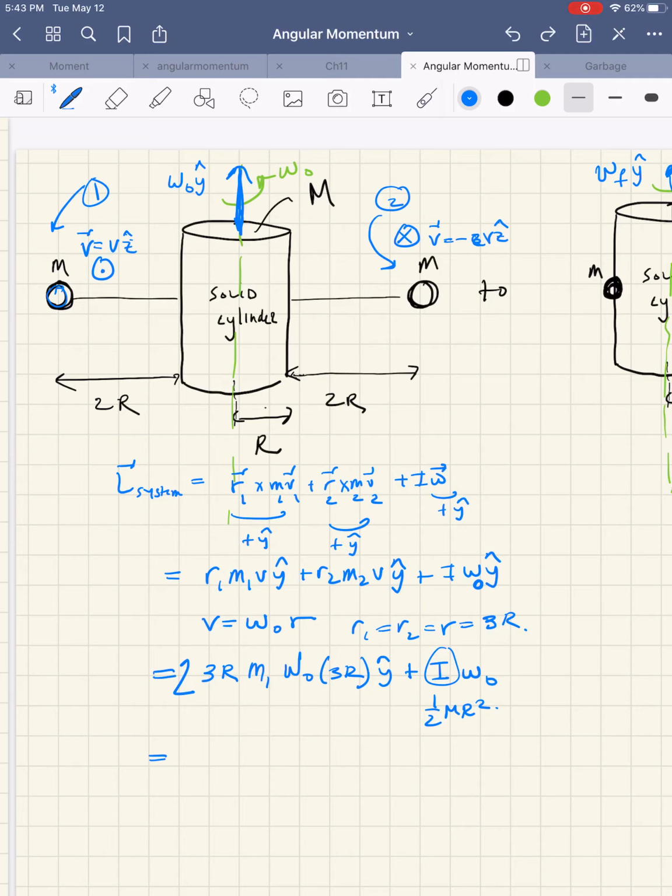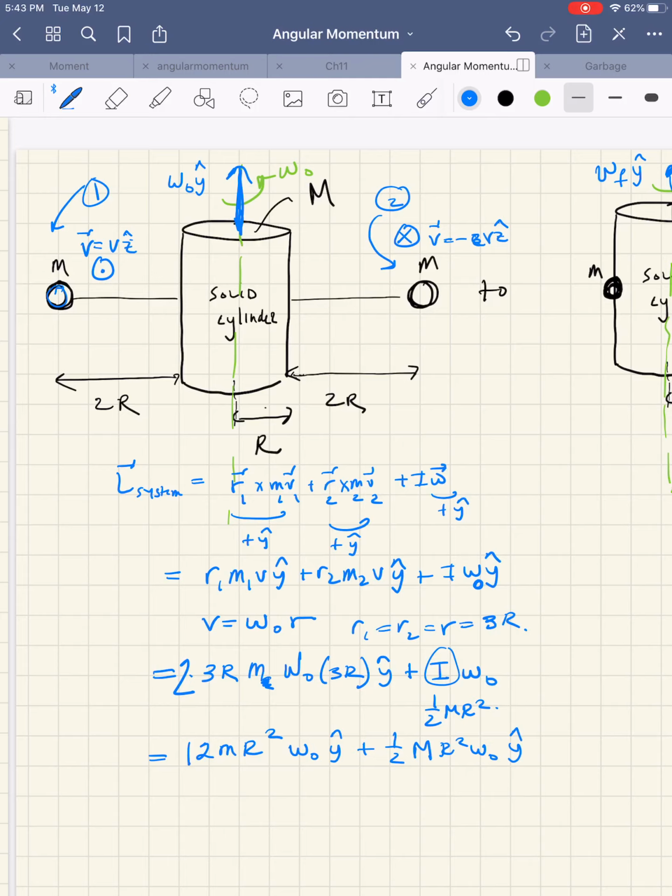Just kidding. These m's are all the same. I have 2 times 3 times 3. I swear I can do math. That's 12 mr squared omega naught in the y hat plus 1/2 capital M r squared omega naught in the y hat.